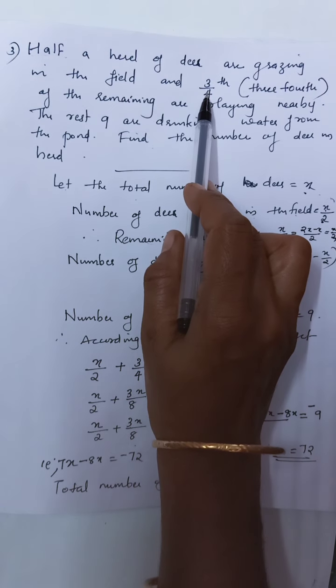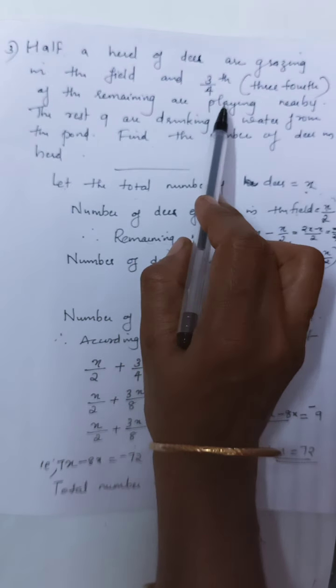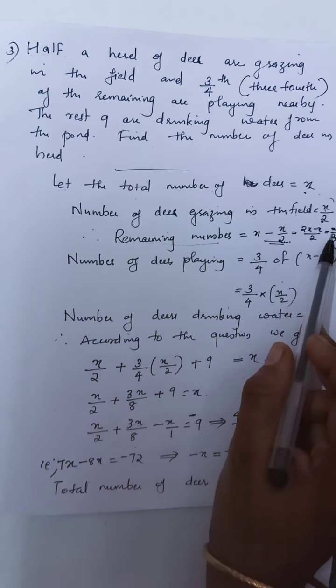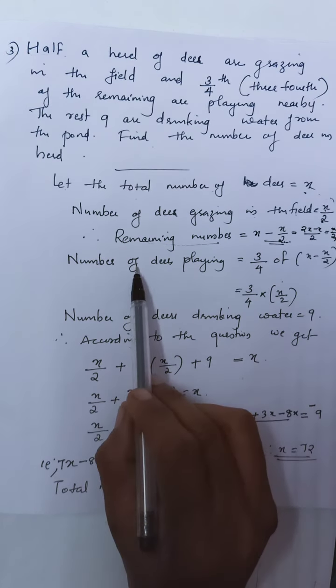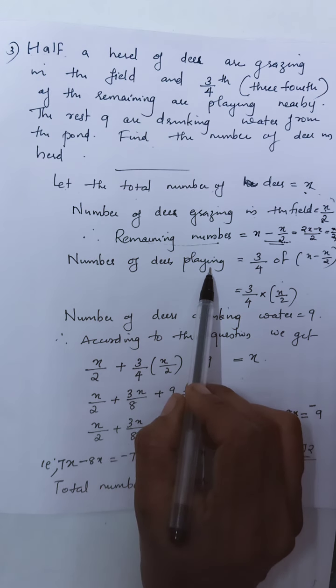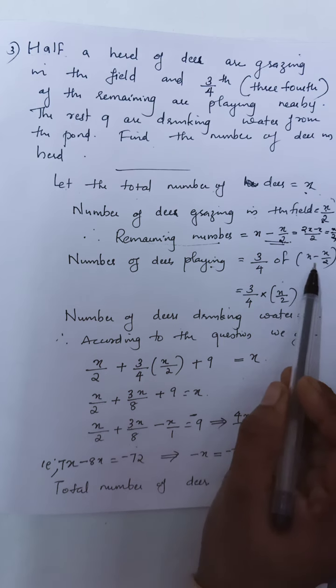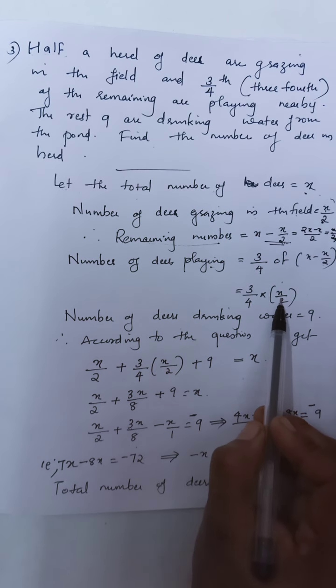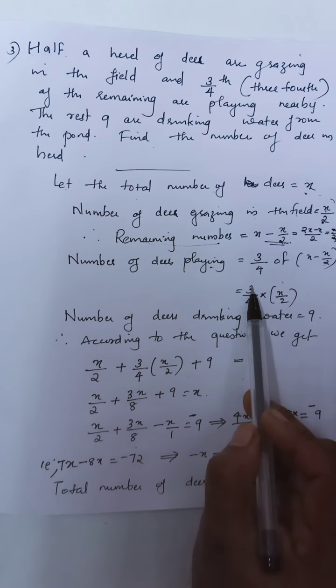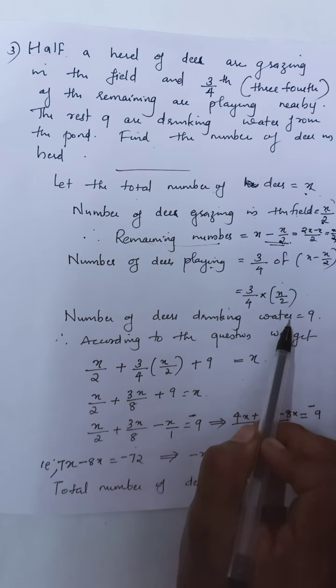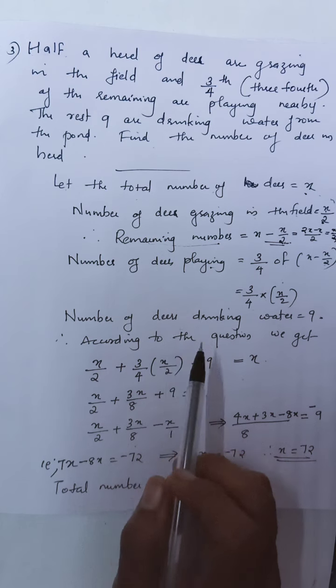Then 3/4 of the remaining are playing nearby. 3/4 of the remaining. What is the remaining now? Again x by 2. So the number of deer playing nearby, that is 3/4 of the remaining, x minus x by 2, it is x by 2. So of means into. So 3/4 into x by 2. The number of deer drinking water is 9. That is also given.